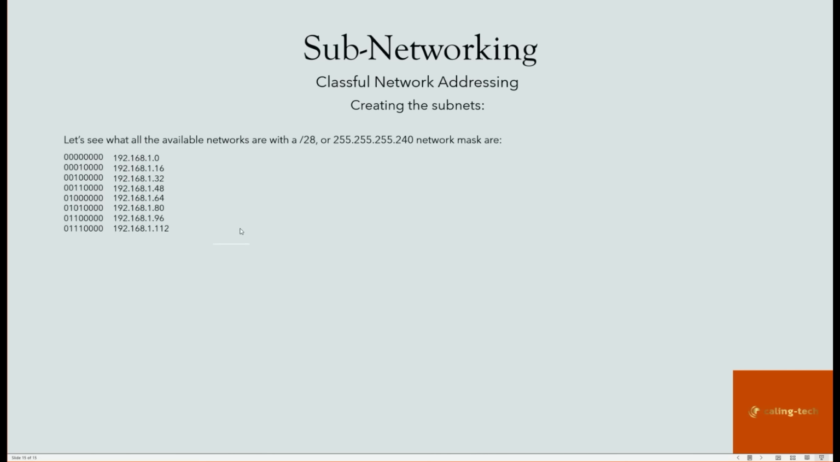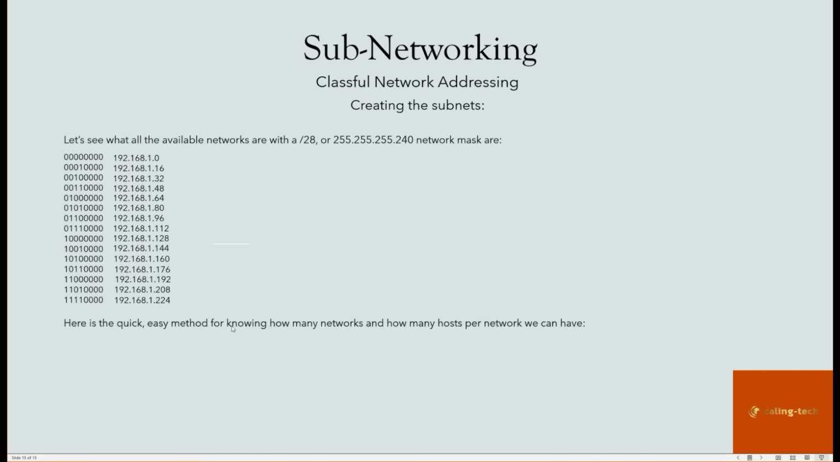then 112, then 128, then 144, 160, 176, 192, 208, and 224. So here's the quick, easy method for knowing how many networks and how many hosts per network we can have.